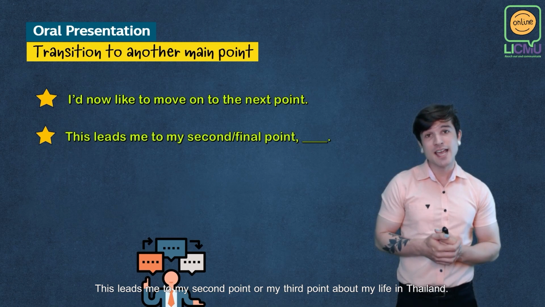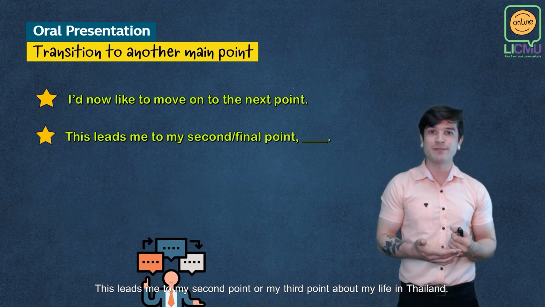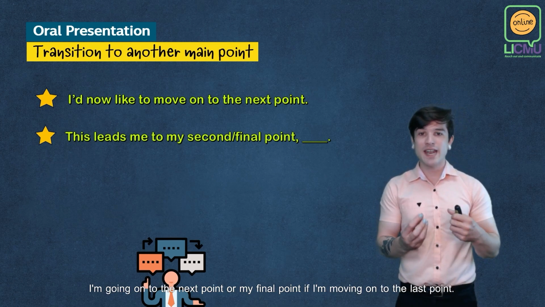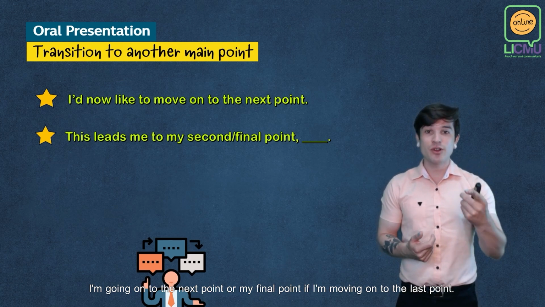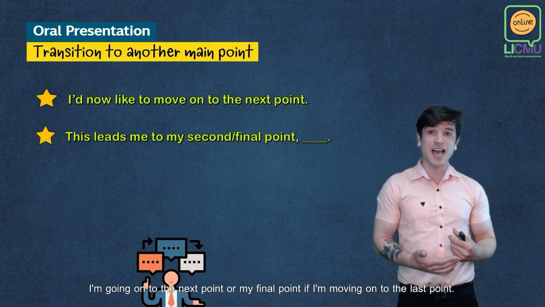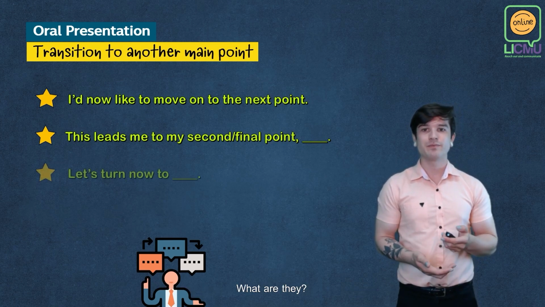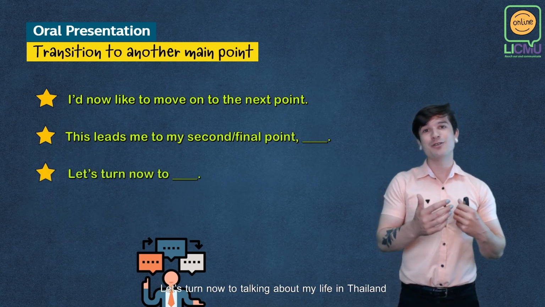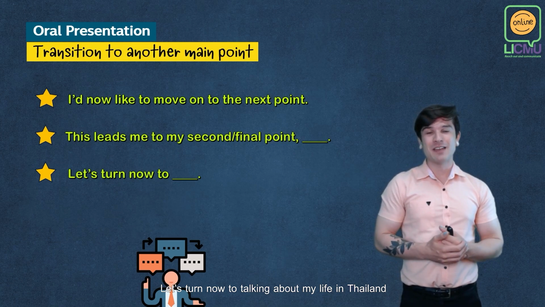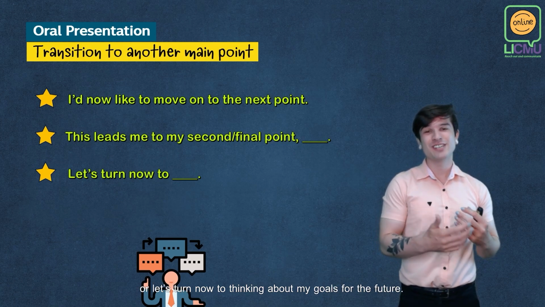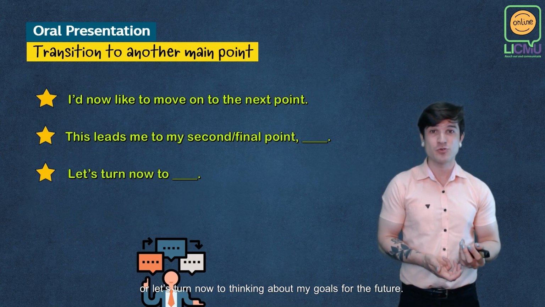This leads me to my second point, or my third point about my life in Thailand. So again, I'm going on to the next point, or my final point, if I'm moving on to the last point. This leads me to my final point about my goals for the future. What are they? Let's turn now to talking about my life in Thailand. Or let's turn now to thinking about my goals for the future.